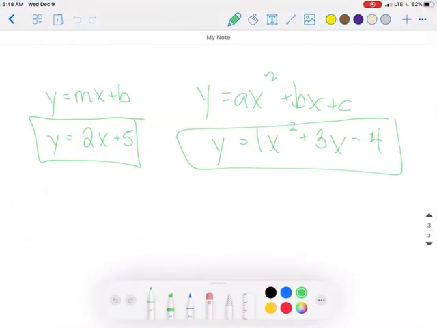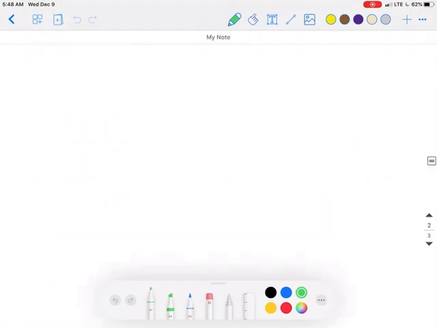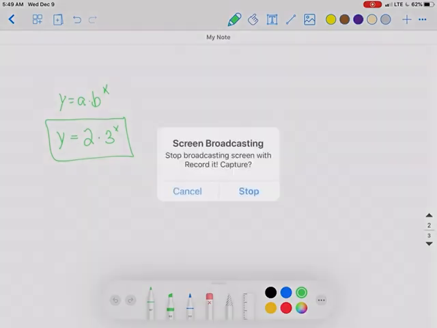So again, if we want to write that equation, we have the equation y equals a times b to the x power. They tell us a is 2 and they tell us b is 3. So our equation will just be y equals 2 times 3 raised to the x power.